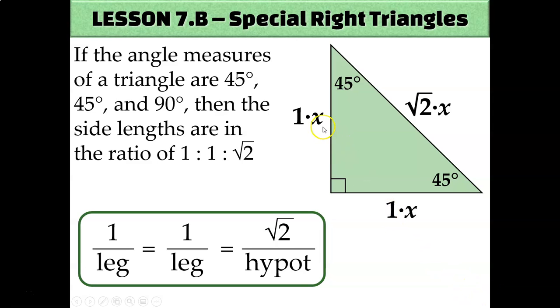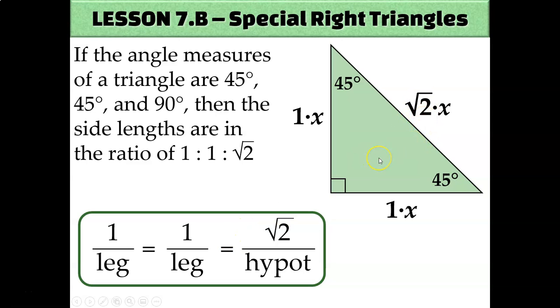It makes sense to have two legs that are the same measurement because we have two angles that are the same measure. Since these two angles are both 45 degrees, this must be an isosceles triangle, which means these two sides must be the same. So that's why the legs are in a 1-to-1 ratio. But where did this square root of 2 come from?